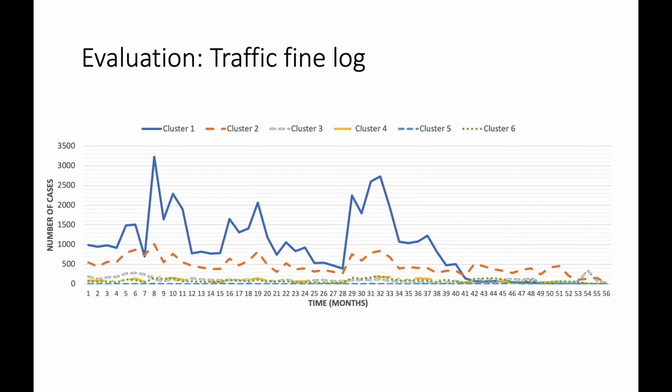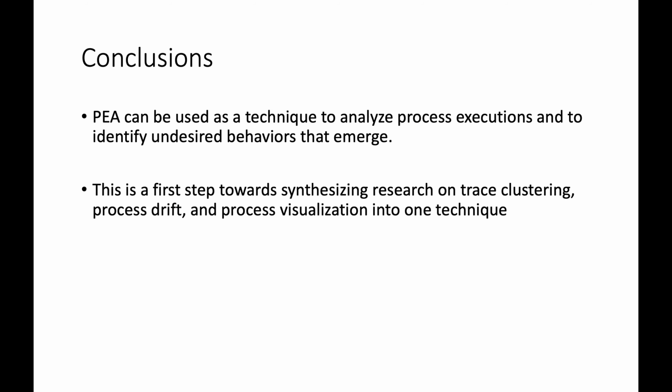But the main point of this idea is to visualize groups of interleaving clusters, or any kind of groups of traces, and to visualize them in different ways, to understand how they interrelate. So it can be achieved via different visualizations. With that we come to conclusions and future work directions, because there is still a lot that can be done. Our process evolution analysis can be used as a technique to analyze process executions and to identify undesired behaviors that emerge.